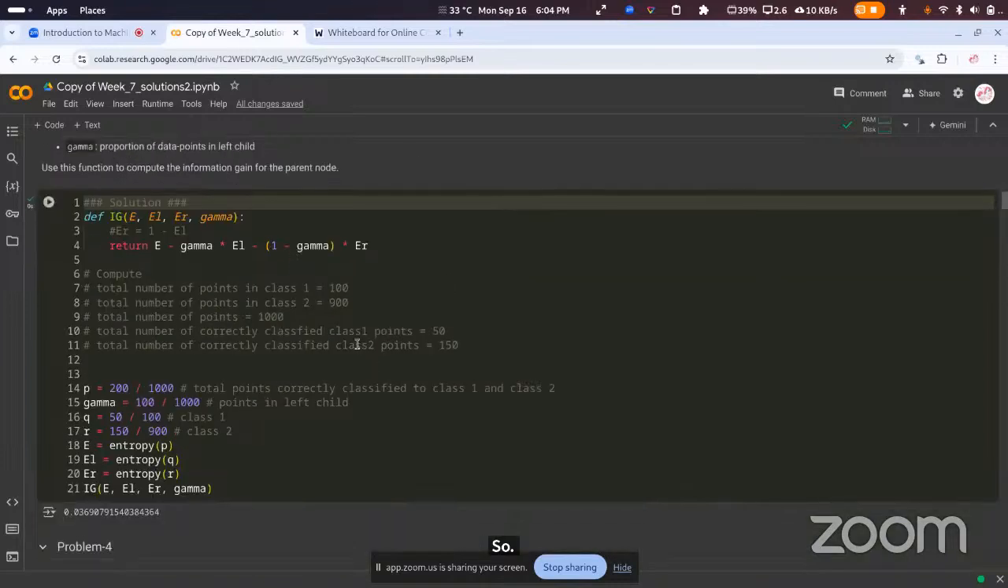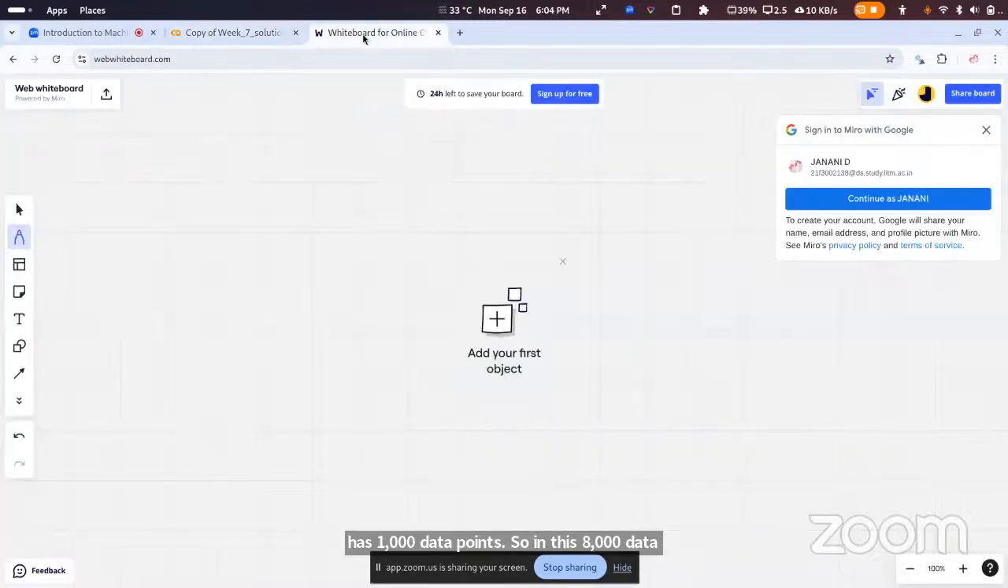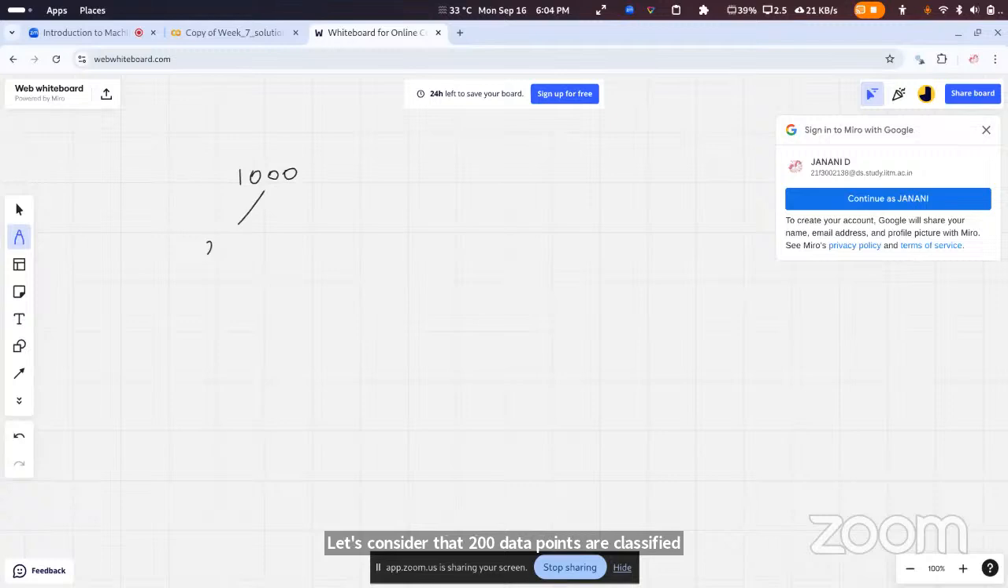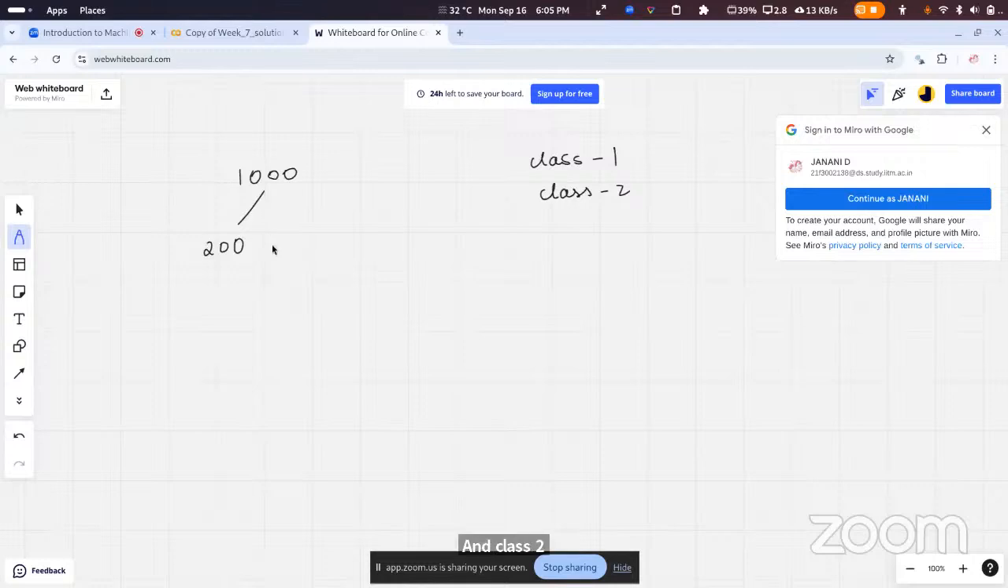So let's take the example of a data set which has 1,000 data points. In these 1,000 data points, let's consider that 200 data points are classified correctly. Let's say there are two classes, class 1 and class 2. If I say that 200 data points are classified correctly, a part of the 200 data points are going to be classified correctly as class 1, and another part is going to be classified correctly as class 2. The rest of the 800 data points are not correctly classified.